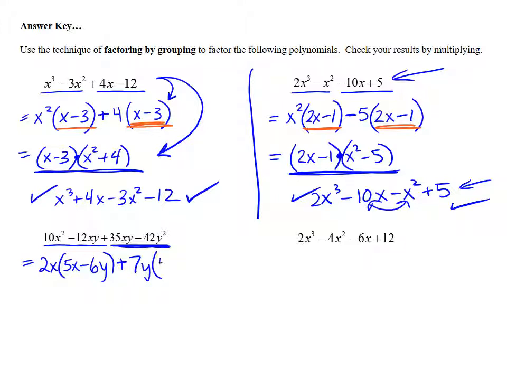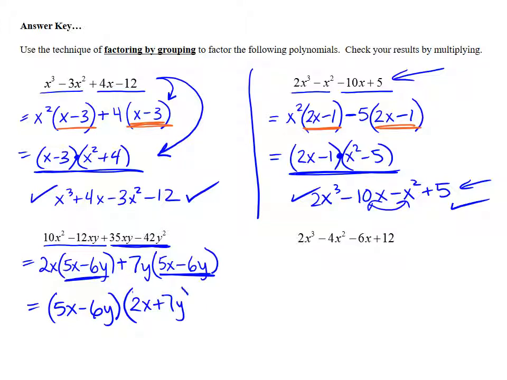When we take it out of the first term, we get 5x. Out of the second term, we get negative 6y. Now, take a step back. We have the same thing here in our binomials, good for us. So we can take that all the way out. 5x minus 6y is common to everything. Take that out, and what's left would be the 2x plus 7y.